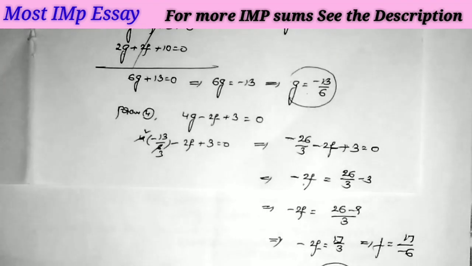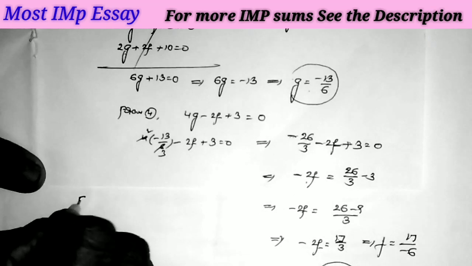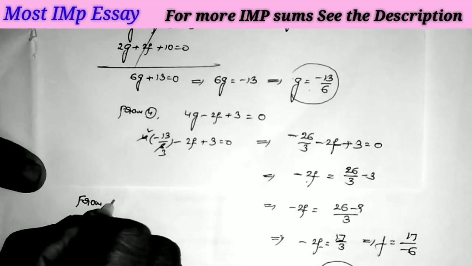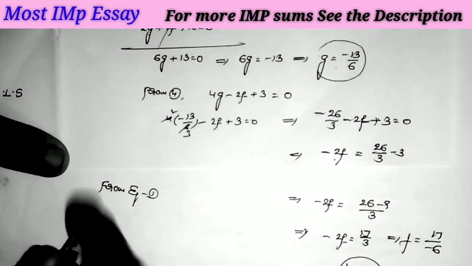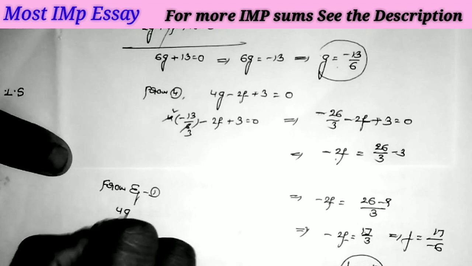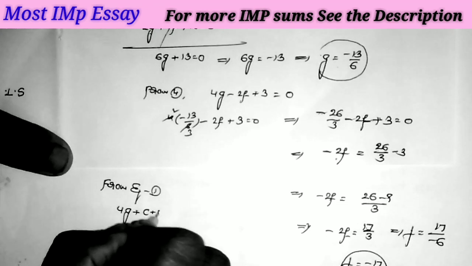Now replacing these two values in any one of the first, second, or third equations. We can take these two values in any of the three equations, so I take the first equation here. What is the first equation? 4g plus c plus 4 is equal to 0.